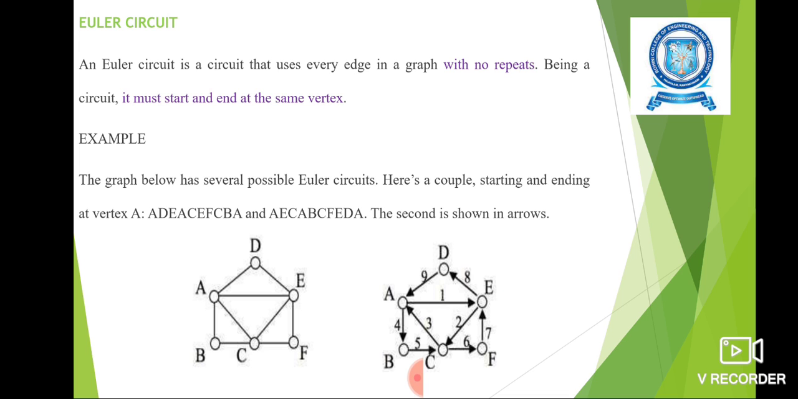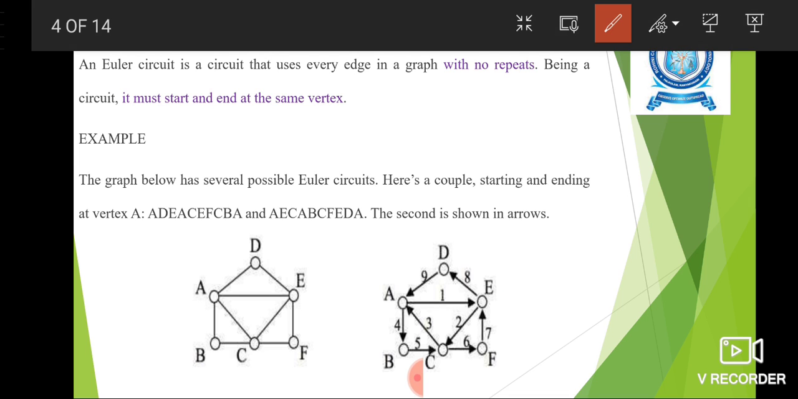So before going into the topic, first we have to know what is Euler circuit. So Euler circuit is a circuit that uses every edge in a graph with no repeats. It has to cover all the edges, but there should not be any repeated edge. Why it is called a circuit means it must start and end at the same vertex.